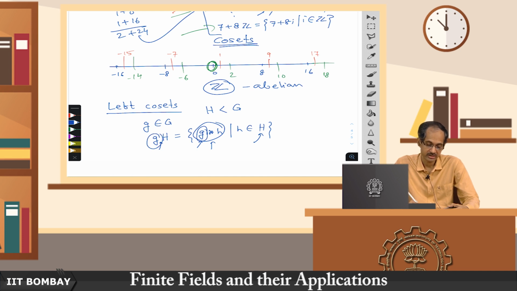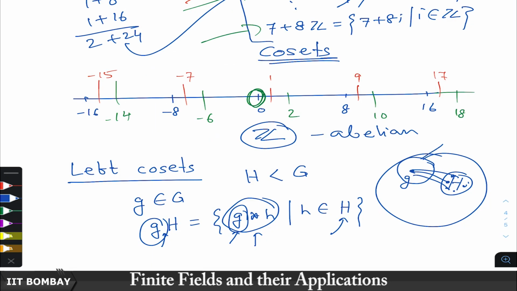This element is fixed. You fix an element g and operate it from left side on each element of H. So, you have this H, you fix an element g, take g times h for every h here, and then you get another set here. That set is denoted by gH. So, when you operate g from left, to all the elements of H.